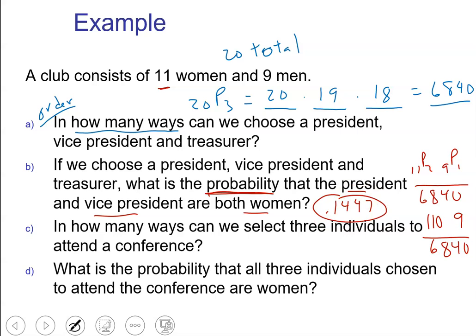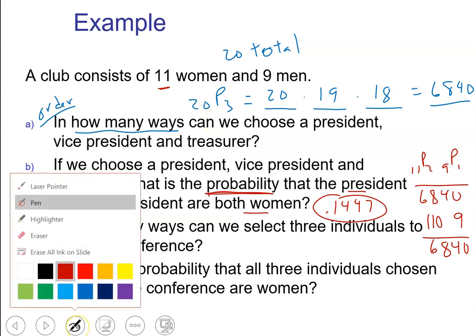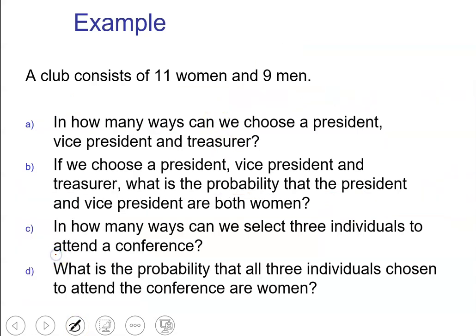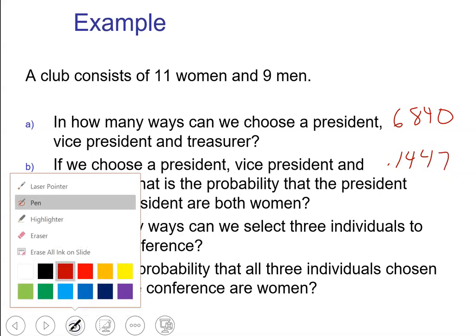Now I have a lot of writing on here. I'm going to erase this and put just the answers up here, so I have a little more space to do C and D. The answer to A was 6,840. The answer to B was 0.1447. Okay, so let's talk about C here.